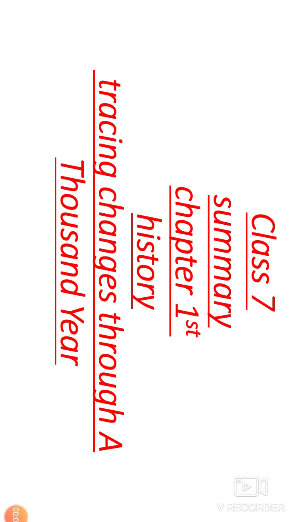Hello class, here we have a summary of chapter one, History: Tracing Changes Through a Thousand Years. In this summary we will see two maps. The first map was made in 1154 CE by the Arab geographer Al-Idrisi.